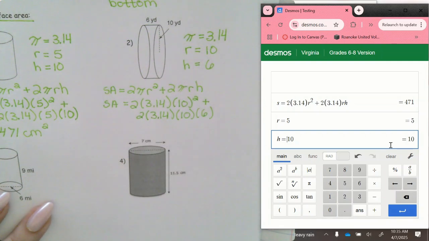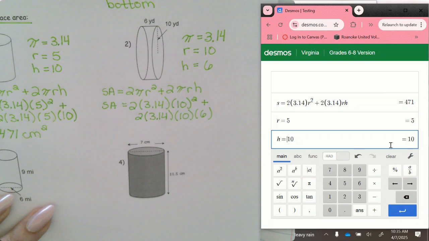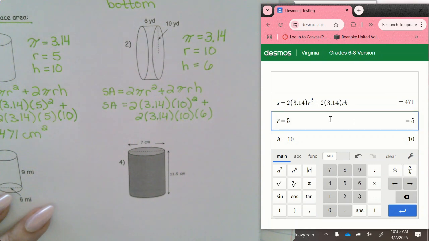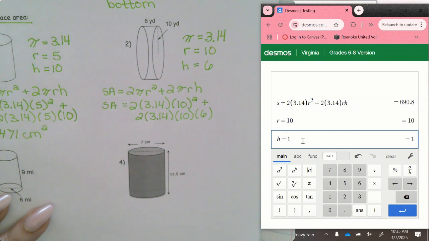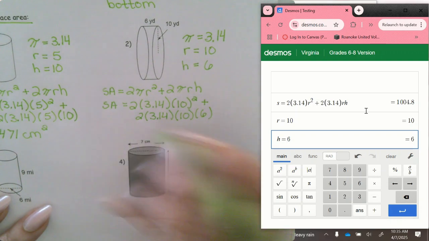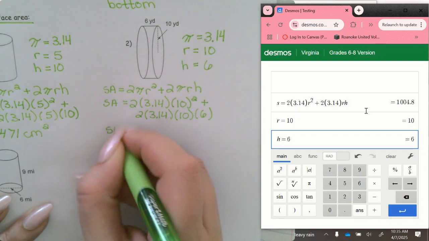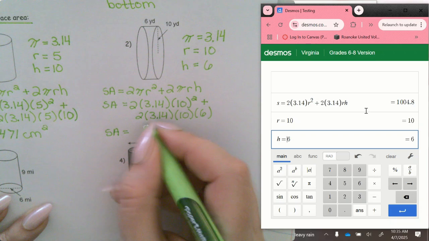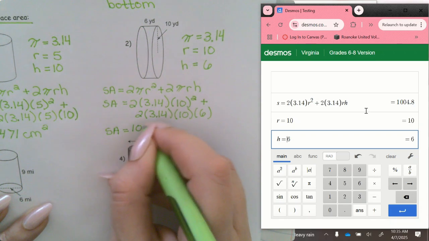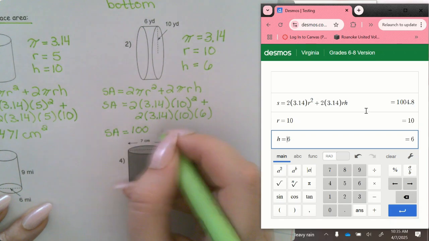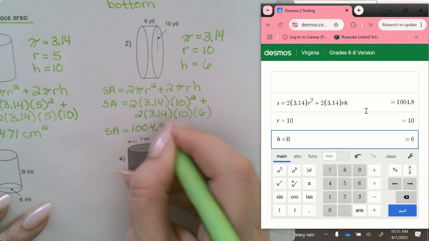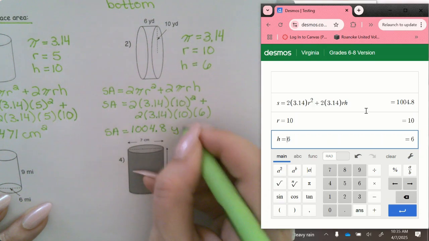All I have to do, since I already have my formula in my calculator, is change my radius to 10 and change my height to 6. There we go. And then that is my surface area: 1004.8, and then that is yards squared.